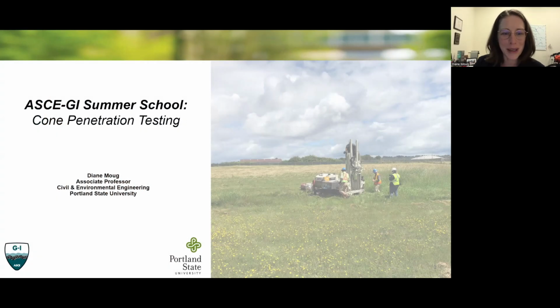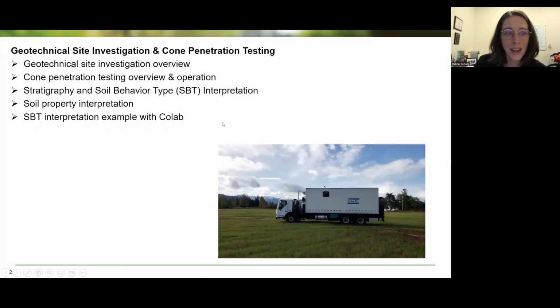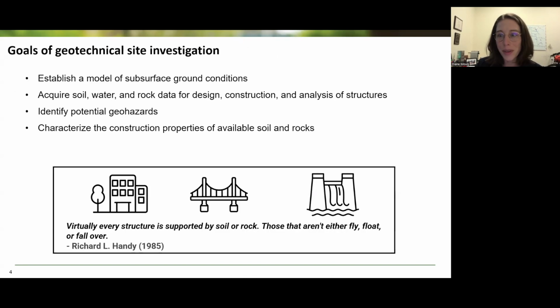This week we're talking about the cone penetration test. So, getting started. In order to talk about the cone penetration test, we have to talk about geotechnical site investigation. So we're going to start off with an overview of geotech site investigation, then get into how we use and operate the CPT, the cone penetration test. We'll start interpreting CPT data, primarily stratigraphy and soil behavior type. We'll talk a little bit about soil property interpretation, and then we're going to finish with an example in a collab. So, starting off with geotech site investigation.